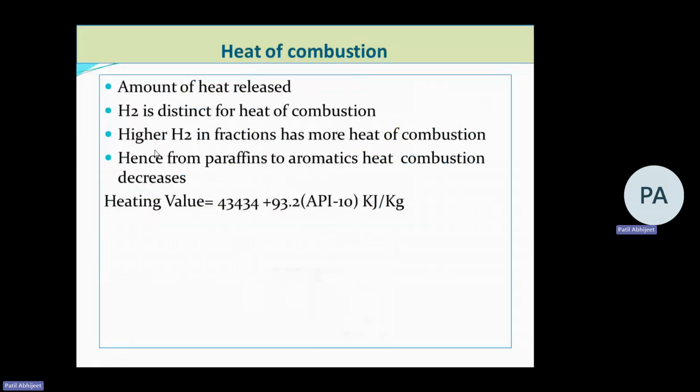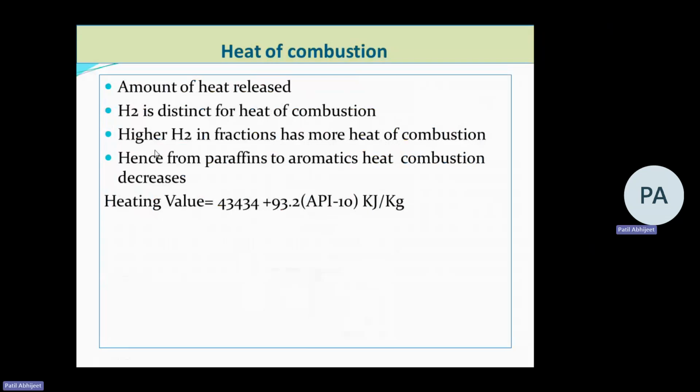Next is the heat of combustion. We know that heat of combustion is the amount of heat which is released when 1 kilogram of a particular substance undergoes combustion, that means undergoes reaction with oxygen. That we simply term as heat of combustion. Here hydrogen is almost distinct for heat of combustion, and a higher hydrogen fraction has more heat of combustion.